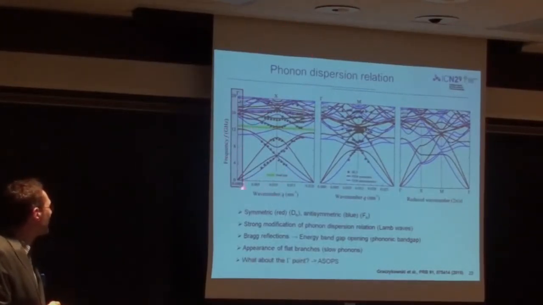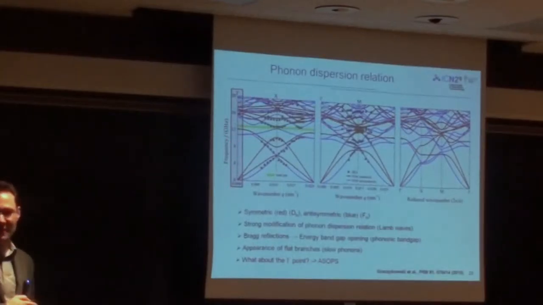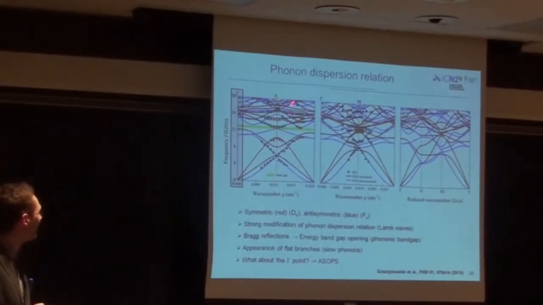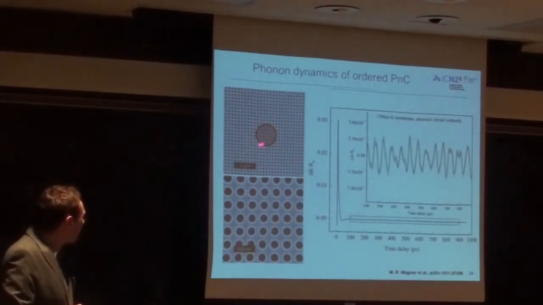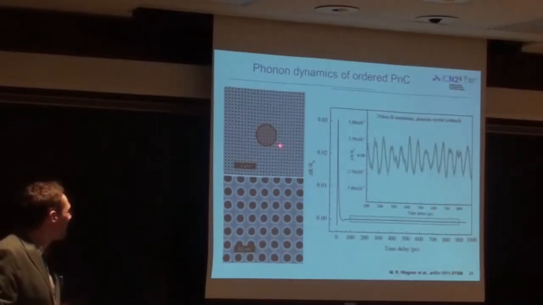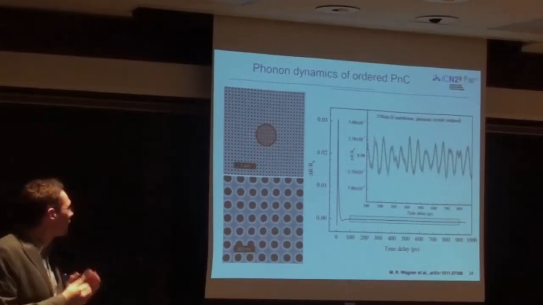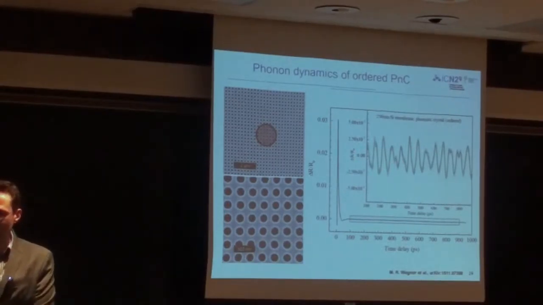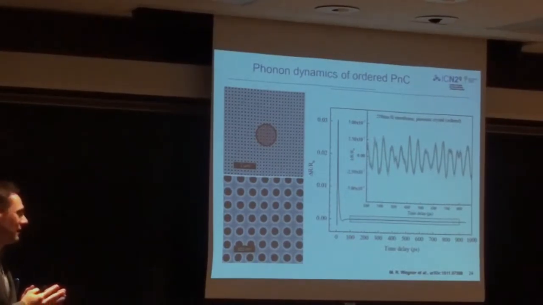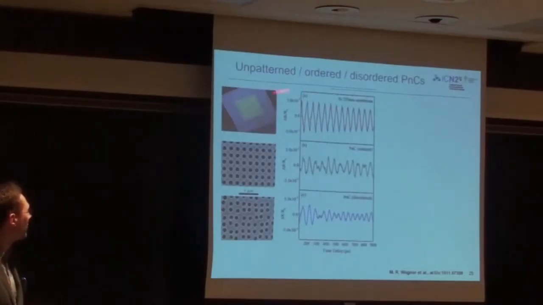And finally, the question that I would like to address is what actually happens at the gamma point. Now, because this is usually around X and M point. And for this, we are coming back to the ASOPS measurements. And we have measured now the time response in such a phononic crystal. And you can already see that the time response looks much more complex than in the case of the bare membrane. So if we compare this, the bare membrane was something sinusoidal, then in an ordered phononic crystal, you see such a complex time response.